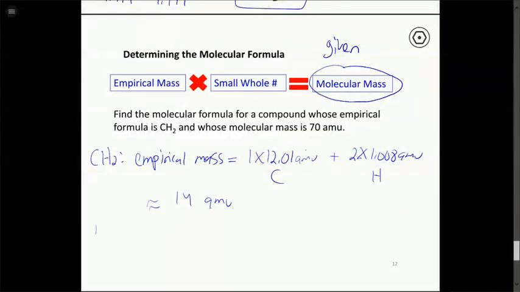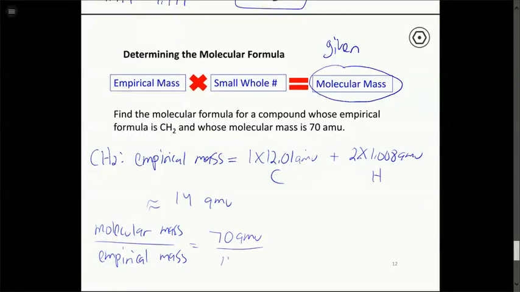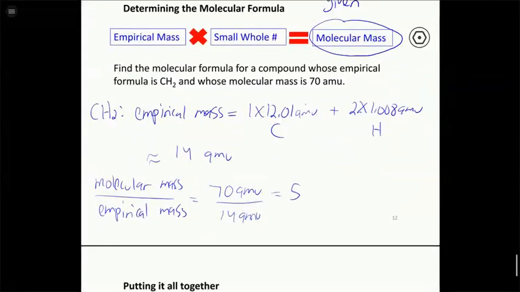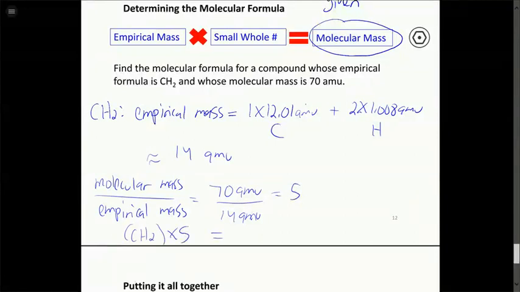And so if we divide the molecular mass by the empirical mass, that's going to give us the whole number that relates the two. There should be a whole number if we did this correctly. So the molecular mass is given to us as 70 AMU. The empirical mass that we just calculated is 14. And so that means they're related by the number 5. And so if we want to convert this empirical formula of CH2 into a molecular formula, all we have to do is multiply it by 5. So we take that empirical formula CH2, multiply the whole thing by 5, and our molecular formula in this case would be C5H10.